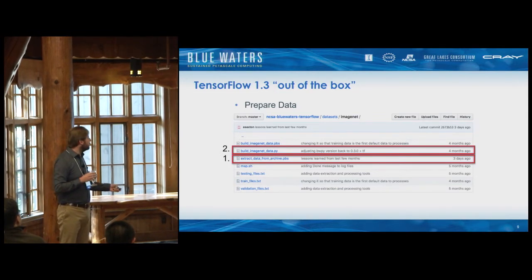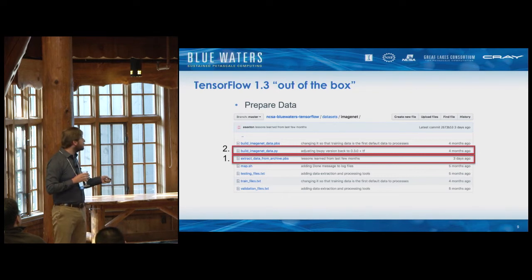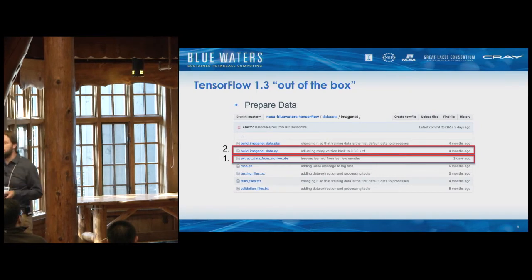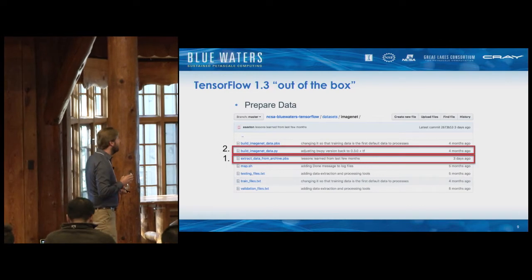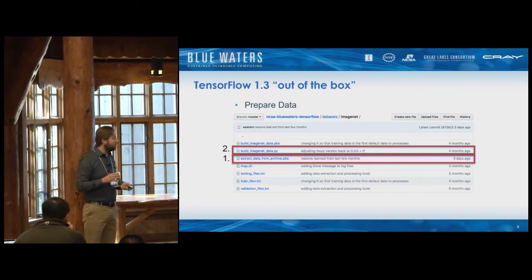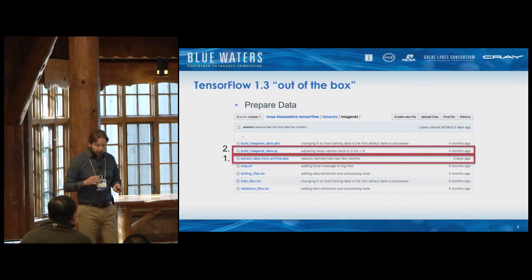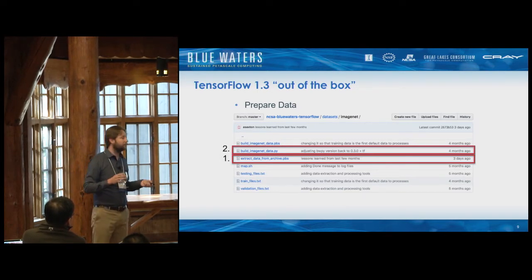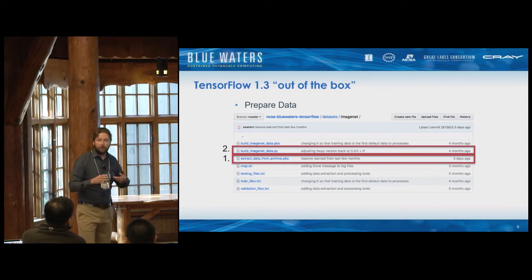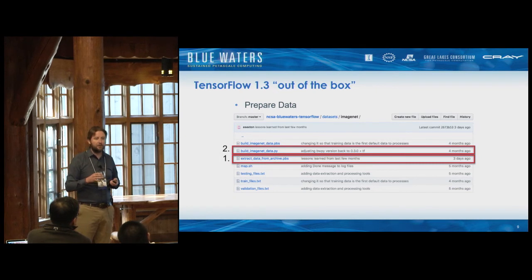Underneath datasets, ImageNet, I have a script that extracts data from an archive. This is the data that we host on Blue Waters for you to get to, and I'll talk more about how to get access to that in a little bit. But this says, oh, you want to only train on all the classifications of cars and streets. Okay, you modify one of these files, run the script. It'll extract only the images that are cars and streets.